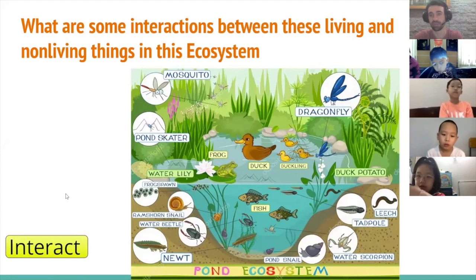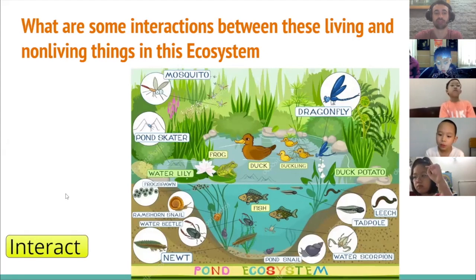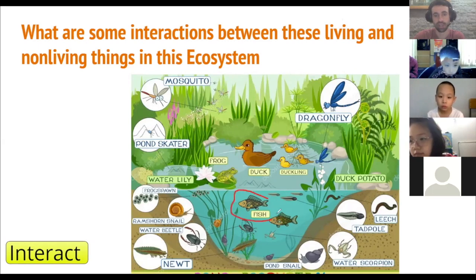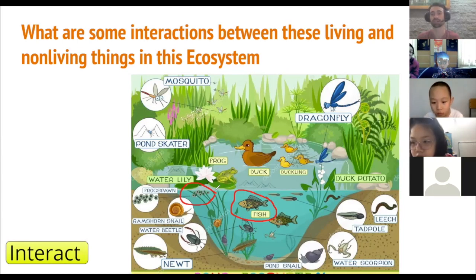Can someone explain to me what it means to interact with something? Kanan, what does it mean to interact with something? If I told you this fish interacted with these frog spawn, what would that mean? It is an ecosystem. Yeah, this is an ecosystem, but I'm just asking you about the word interact. What does it mean to interact with something? What does that word mean, interact?